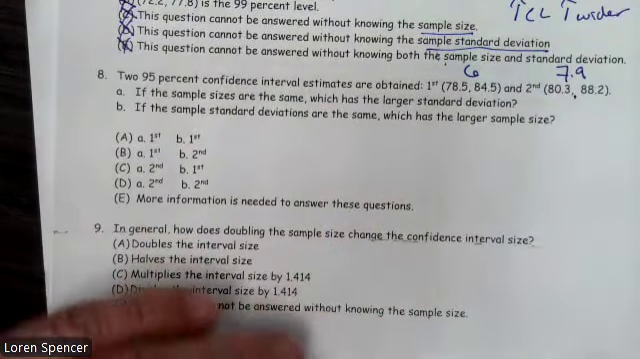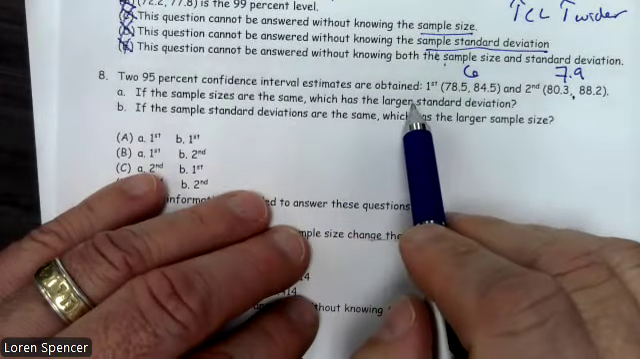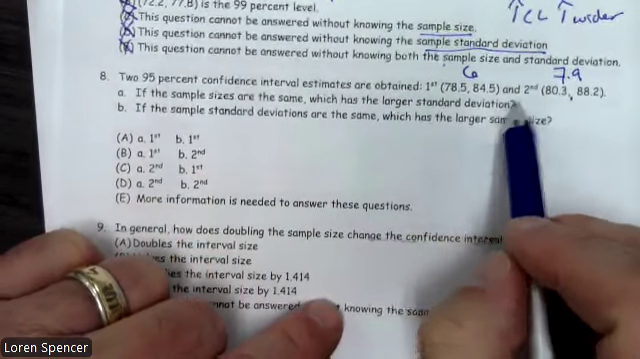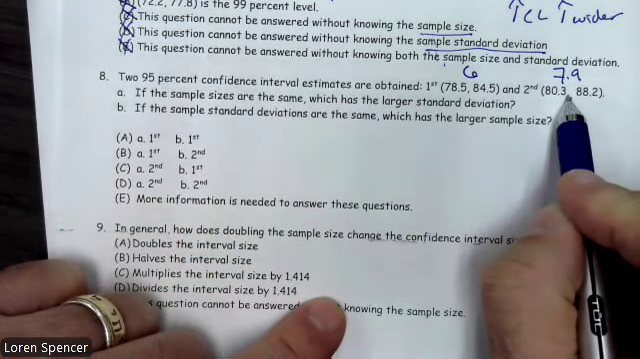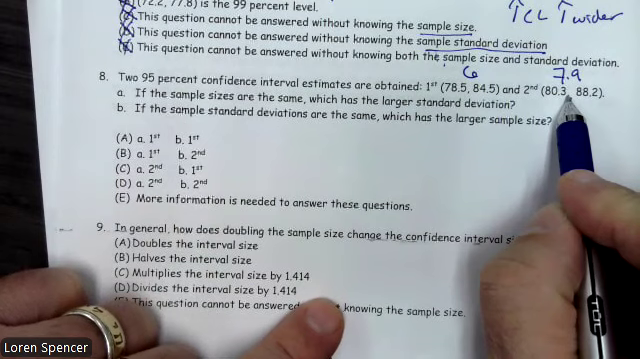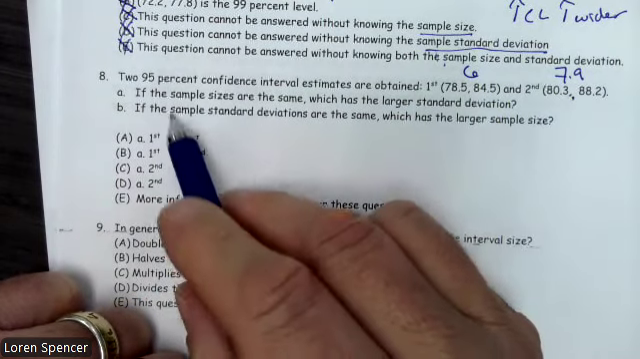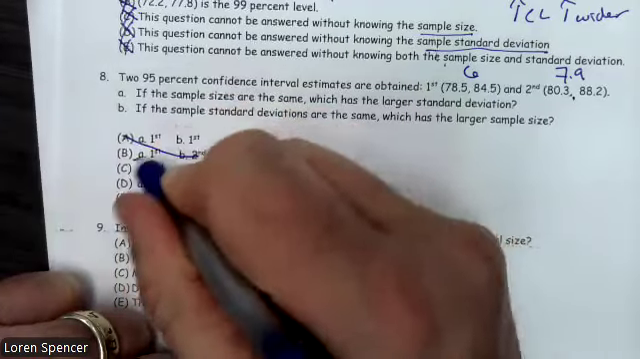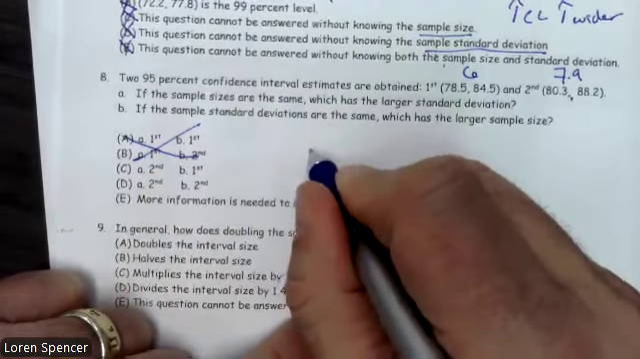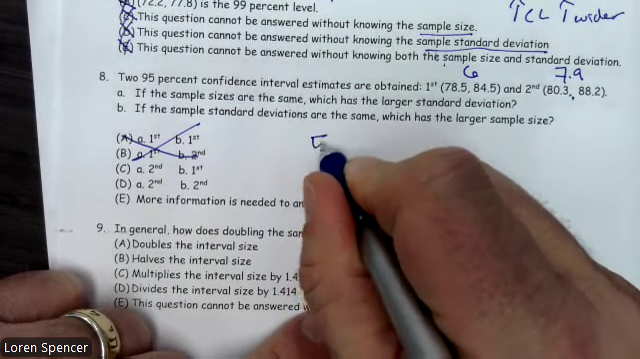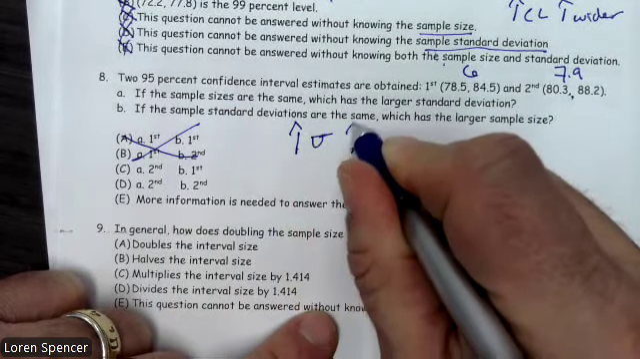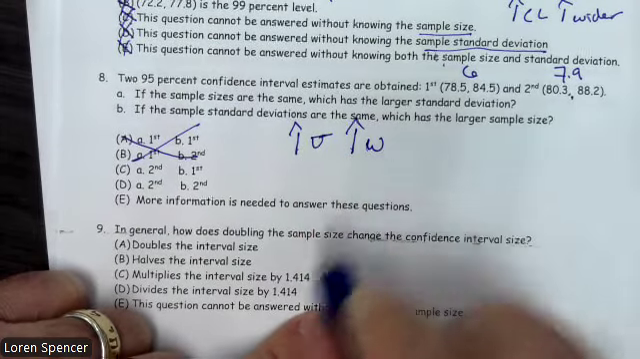So if the size is the same, which has a larger standard deviation? Larger standard deviation means it's more spread out. So the second one would have a larger standard deviation. So A has to be the second one, and that gets rid of these. I'll mark it like this. As standard deviation goes up, the interval gets wider.